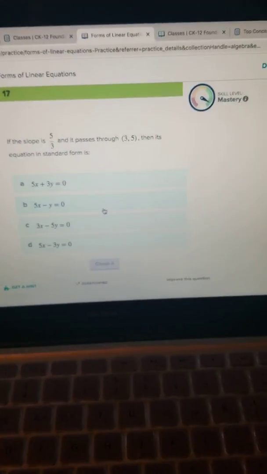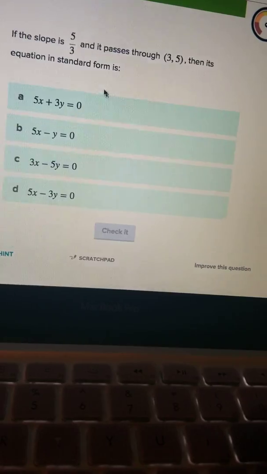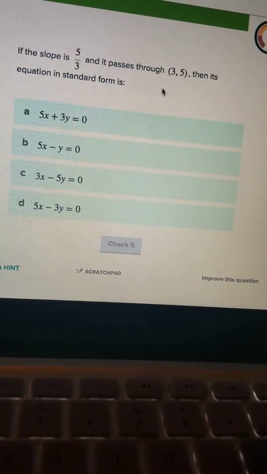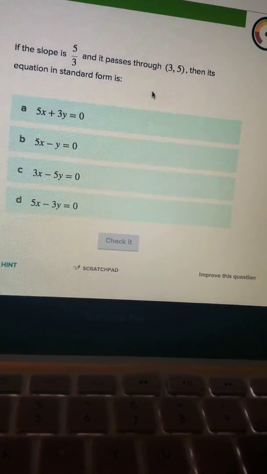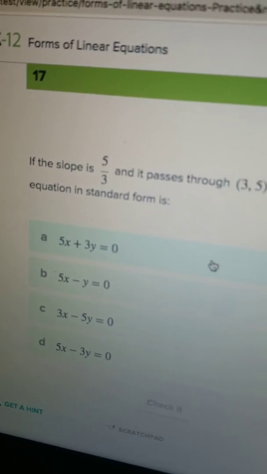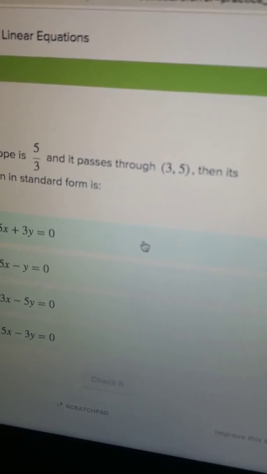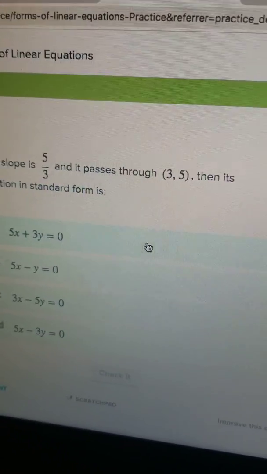And my phone's dying and we're at 11 minutes. So this is a lot. Okay. The slope is this and it passes through here. Then what's this equation? These are the hard ones. These are the super brainiac. If you can do this, you can do anything. Okay, slope is 5 over 3. Point is 3, 5. What's this equation?